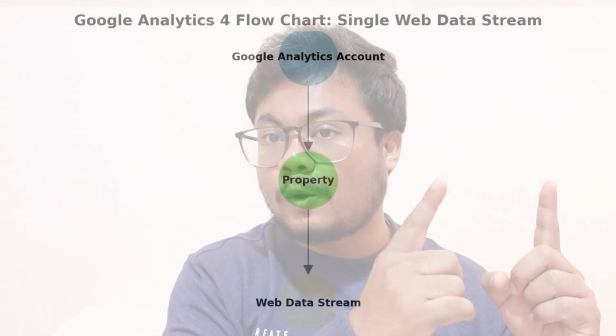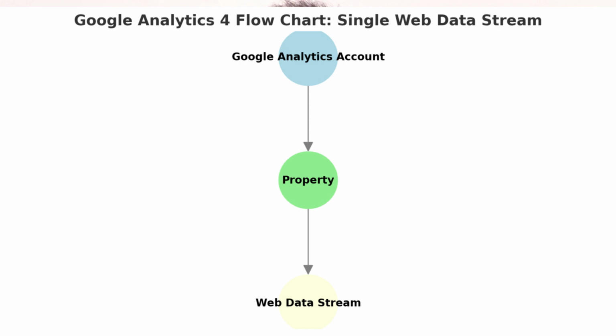Let's say you do not have an app. In that case, you have one business and one website, and you want to track all the activities happening on that website. Then you will create one property and one data stream that is only going to be for your website.